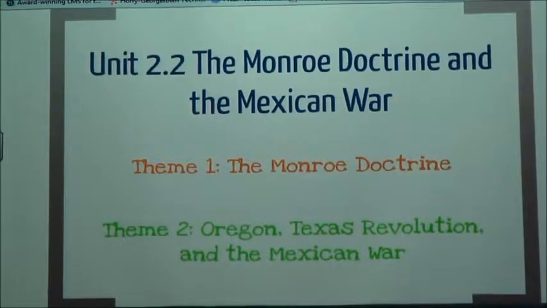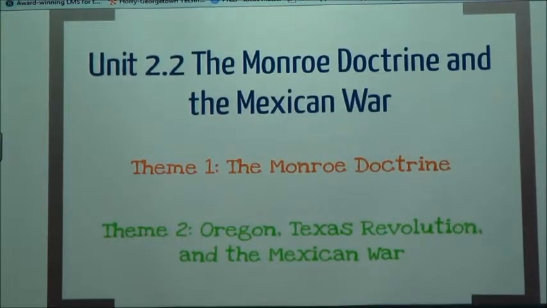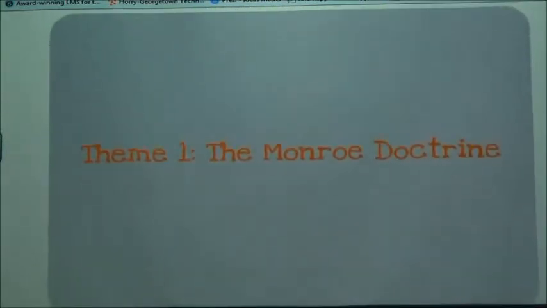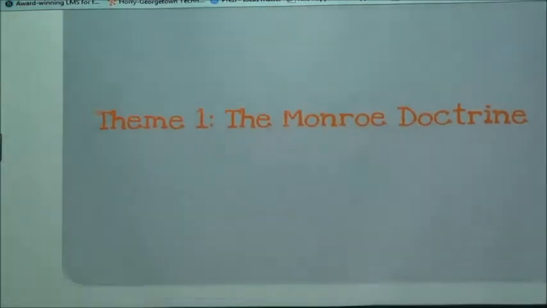This is Unit 2.2, the Monroe Doctrine and the Mexican War. We have two themes: Theme 1, the Monroe Doctrine, and Theme 2, Oregon, Texas Revolution, and the Mexican War. Let's start with Theme 1, the Monroe Doctrine.